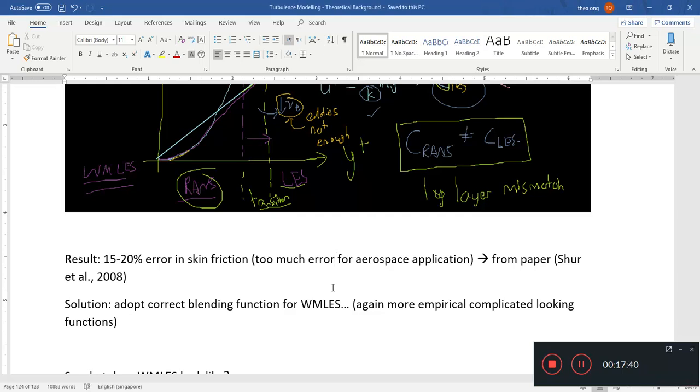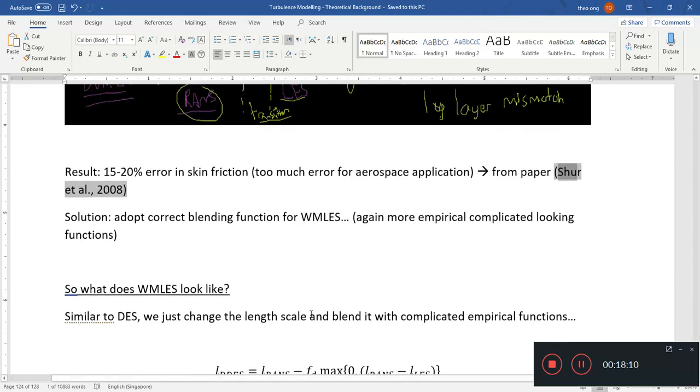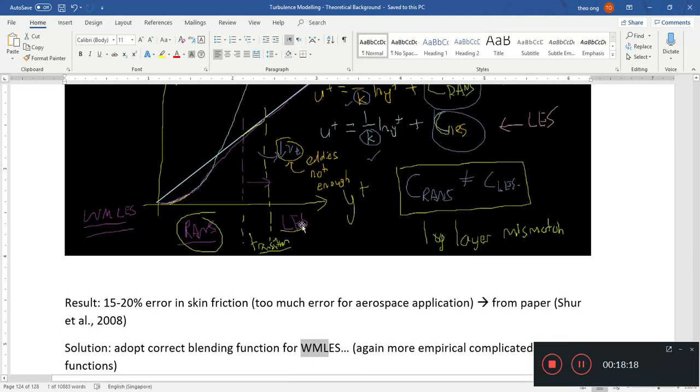They are Shur, this Michael Shur. Okay, looks like it's from Russia. If you look at the paper, Spalart is there and Strelets is there. Strelets is the guy who did the K omega SST DES model, if I'm not wrong. But no matter, you see the guy Spalart in this paper again. Alright, so you have to adopt a correct blending function for WMLES to prevent this log layer mismatch.